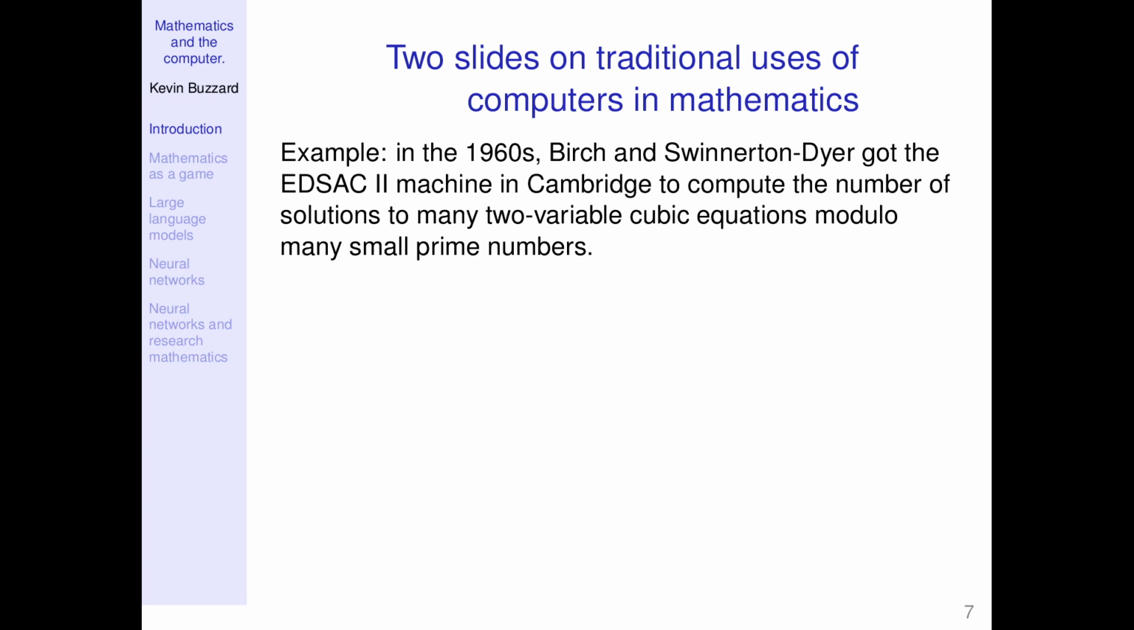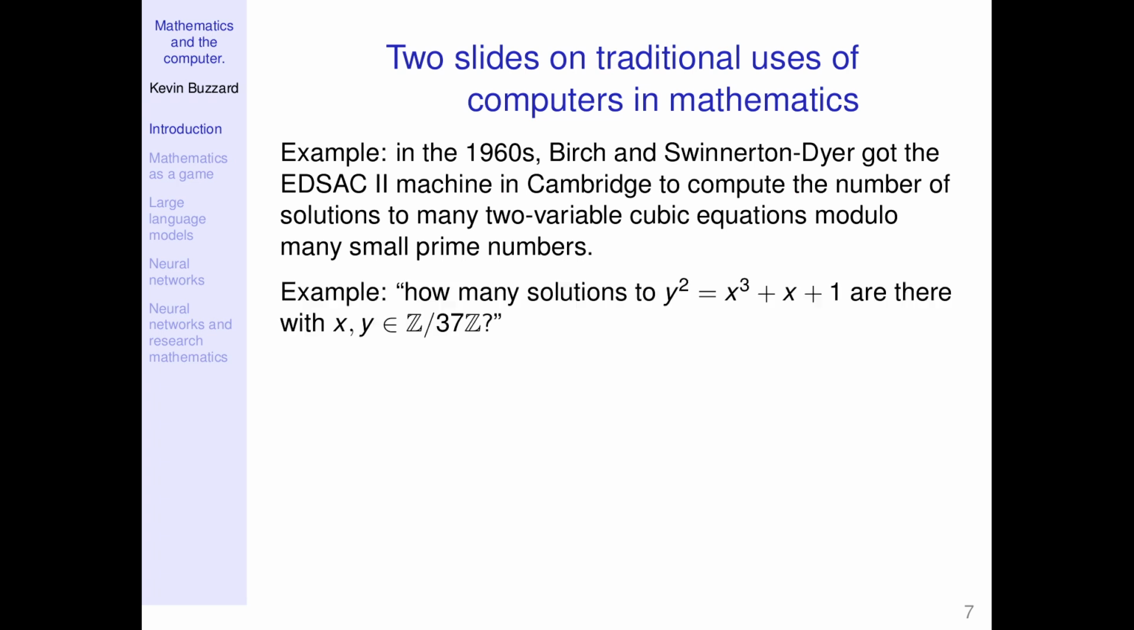But then when all the tectonic plate people went home, Swinnerton-Dyer would sneak in in the evenings with his punch cards, and he would get the computer to answer questions like this. So here's a random cubic equation with integer coefficients in 3 variables, and the question is, how many solutions are there modulo 37? So they got the machine to do hundreds and hundreds of these very tedious calculations, and ended up with a nice collection of data.